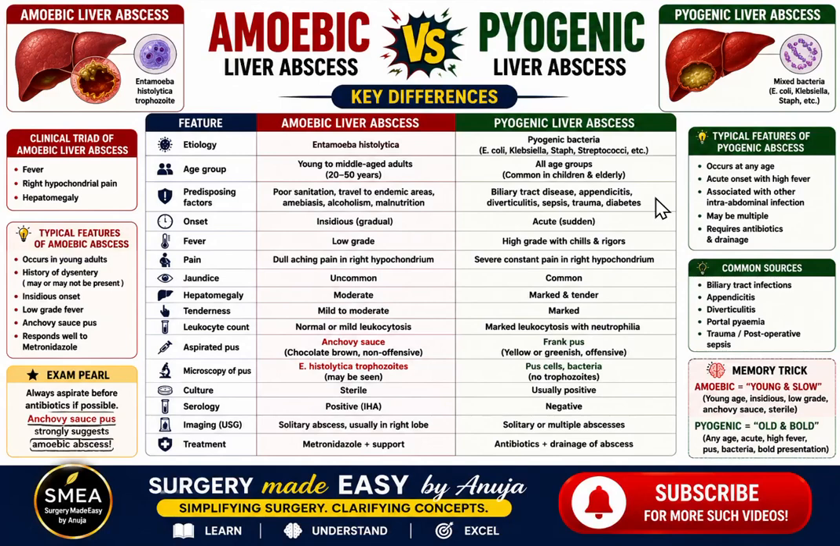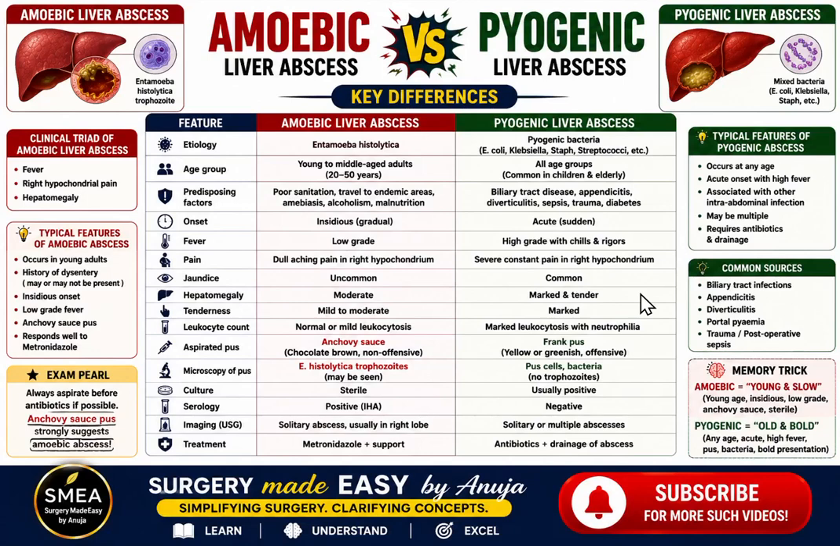Some predisposing factors which can cause pyogenic liver abscess are biliary tract disease, appendicitis, diverticulitis, sepsis in the biliary tree, history of trauma, diabetes, etc. The onset is acute or sudden. The patient has high grade fever along with chills and rigors, and associated pain which is severe and constant in the right hypochondrium. Jaundice is usually common in pyogenic liver abscess.